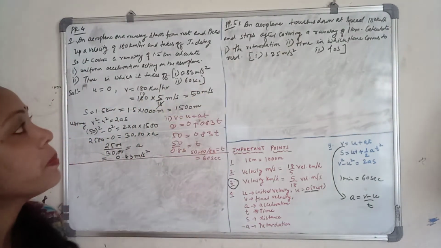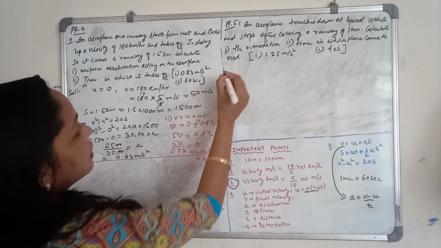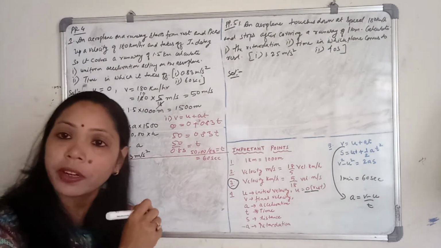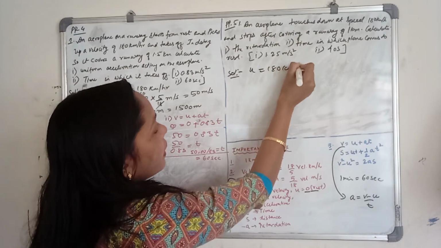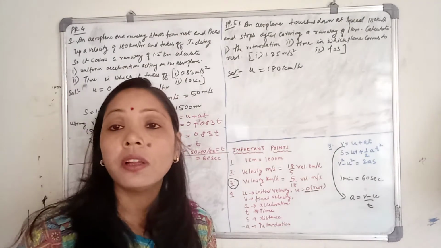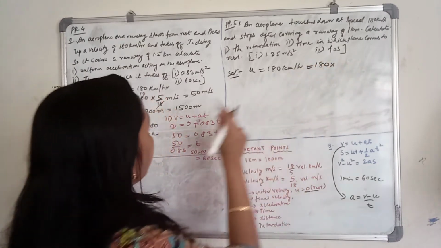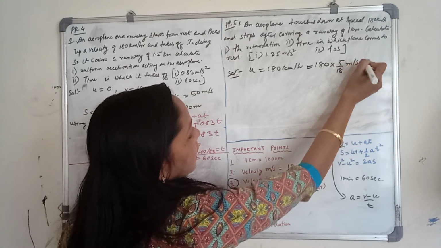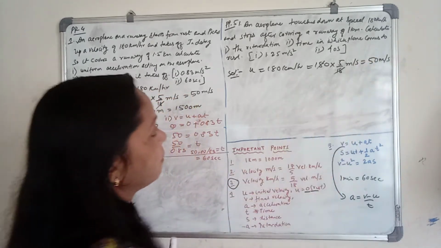Now see the practice problem number 5. An aeroplane touches down at speed 180 km per hour. It means u is given here. U is given as 180 km per hour. Now again this 180 km per hour you have to convert into meter per second. So what you have to multiply? Yes, you have to multiply 5 by 18 meter per second. So 18 this cancel, this comes 50 meter per second.